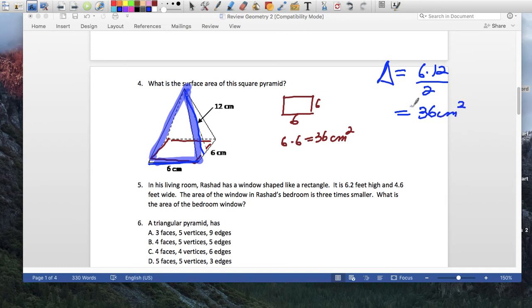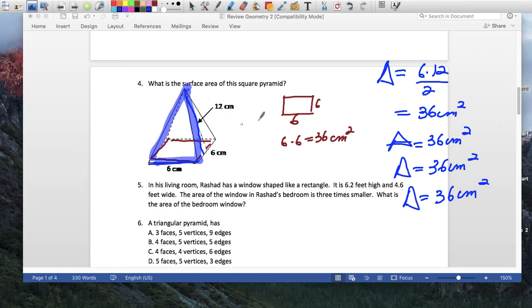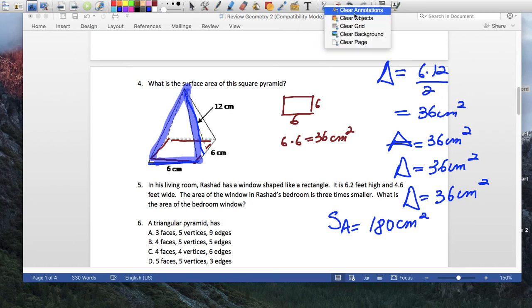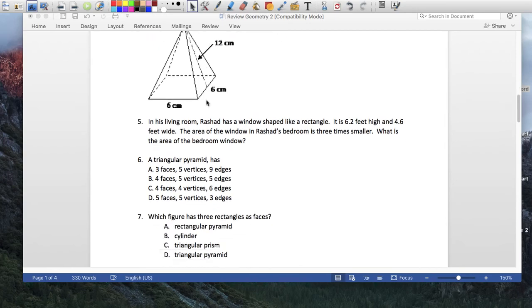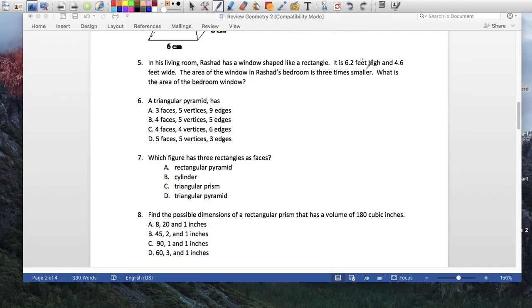And we have 4 triangles, so I'm going to repeat that process 4 times. The second triangle is 36 centimeters squared. My third triangle is also 36 centimeters squared. And my fourth triangle is 36 centimeters squared. Remember, the composition of this is 4 triangles and a square at the bottom. So it's 36 plus 36 five times, or just times 5. The surface area is the sum of all those, and that's going to give us 180 centimeters squared.